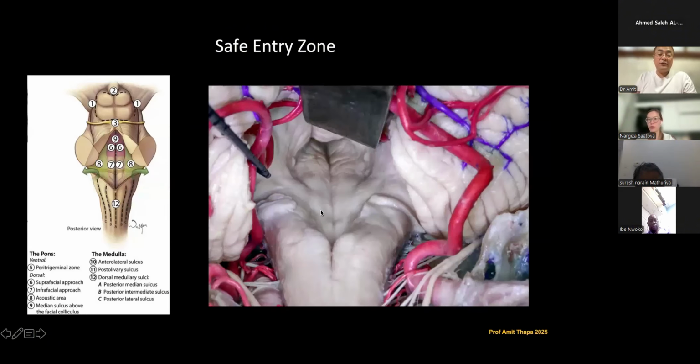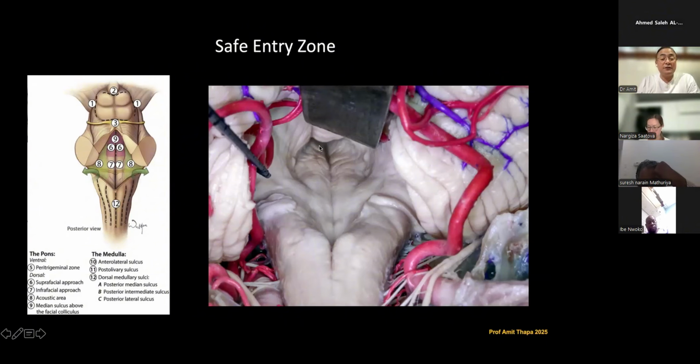Then the other safe entry zones, for dorsally lying lesions, are from the fourth ventricular floor. Even though this is mentioned, this is a very difficult area to attack because of a lot of motor nuclei lying around. So one has to be cognizant of the facial colliculus, as we have mentioned. The safe entry zone here would be a suprafacial approach or an infrafacial approach, or it can be through an acoustic area, which is located on the lateral aspect, or through a medial sulcus, which is above the facial colliculus. Mind you, there will still be some cranial nerves, because cranial nerves 3 and 4 are lying in the midbrain.